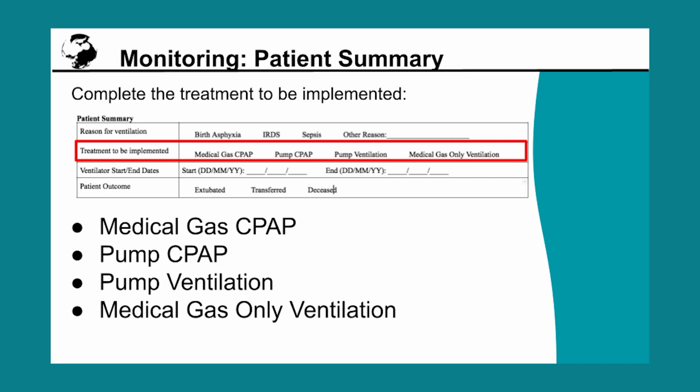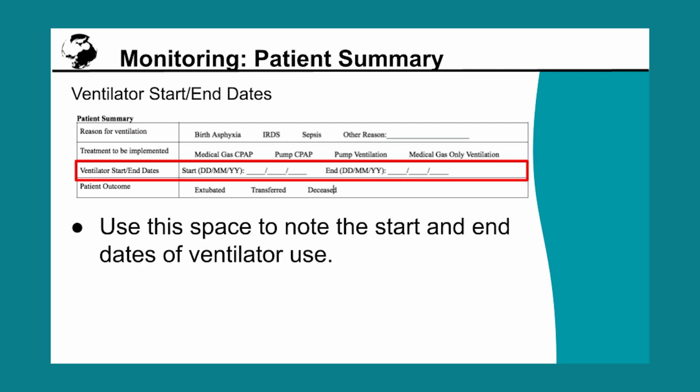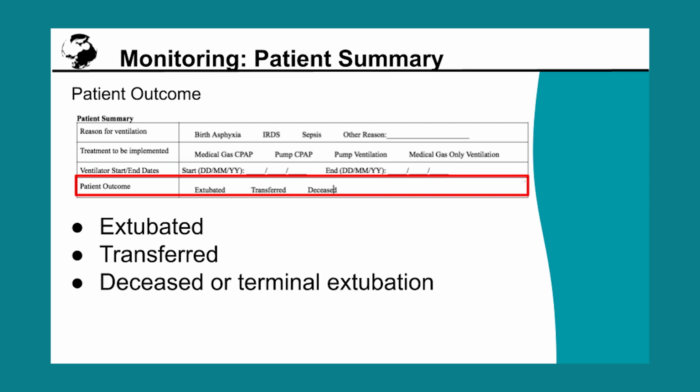Next, the provider will document the type of treatment being implemented. This will include the mode of ventilation the baby has been placed on. Options for this section include medical gas CPAP, pump ventilation, and medical gas-only ventilation. The provider will also document the start and end dates for the use of the ventilator. The patient outcome is also documented. The options provided for patient outcome include extubation, facility transfer, and terminal extubation.